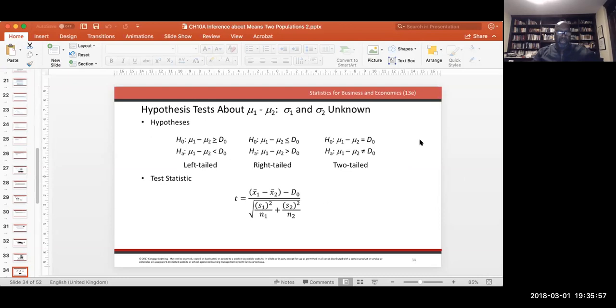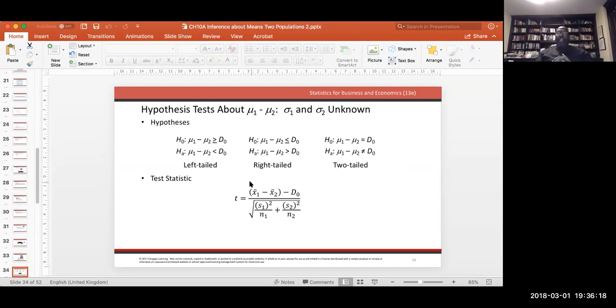There we go. So the same hypotheses that you saw earlier, but because sigma 1 and sigma 2 are unknown, we will have to use T. But the degrees of freedom that we're going to use is calculated by that crazy looking degrees of freedom formula. All right? So that's the second scenario.